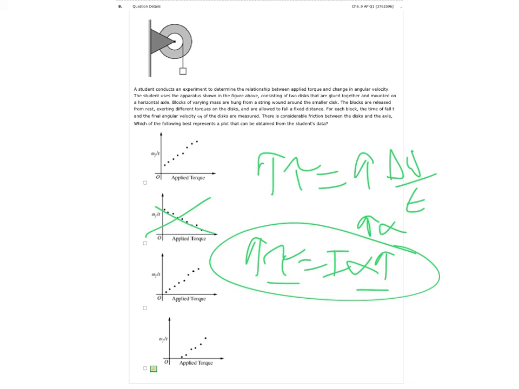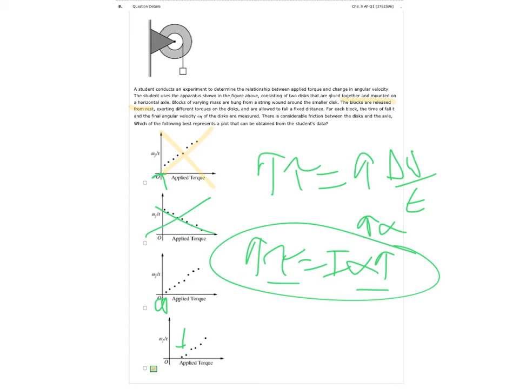But what you have to notice is this one starts at the origin, this one starts past the origin, and this one already was moving. But if you read it carefully, it says the blocks are released, and this is where you had to be really careful. The blocks are released from rest. All right, so it has to start at 0. So that rules out this one, right? Because it's released from rest.